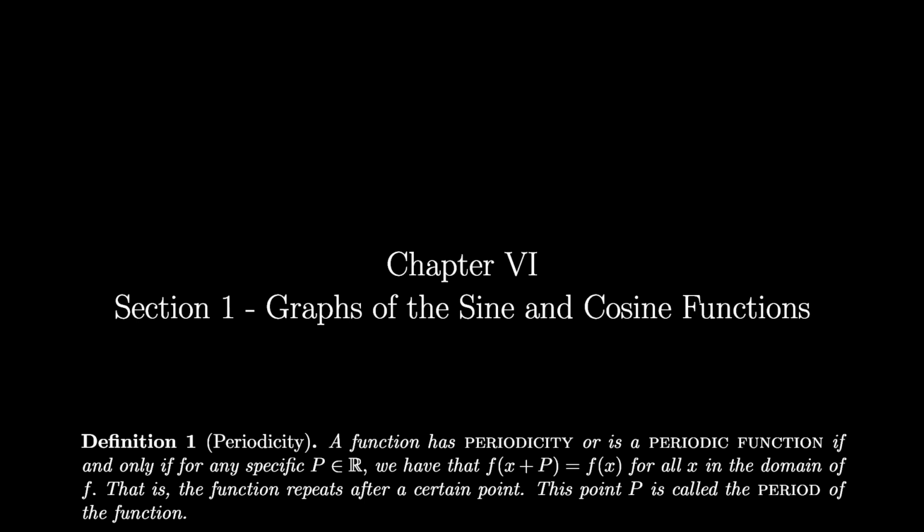This point p is called the period of the function. So that's a lot of words, but a periodic function is just a function that repeats after some point p. So once you get there, it keeps going over and over and over. So that's the first definition.